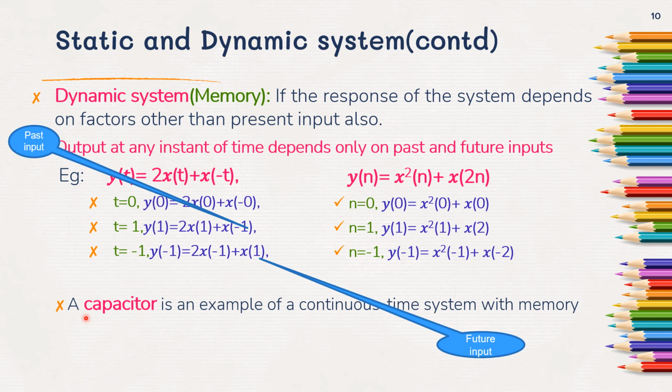A best example of a dynamic system is going to be a capacitor. And you all know what is the equation for a capacitor? Y of t is equal to 1 by C integral of x of tau d tau, or V is equal to 1 by C integral of I dt.